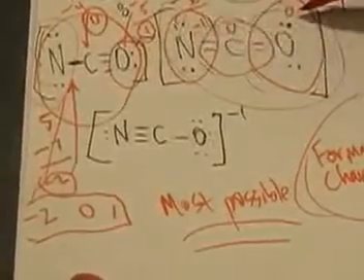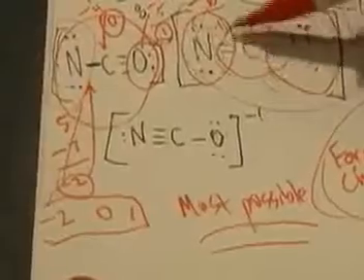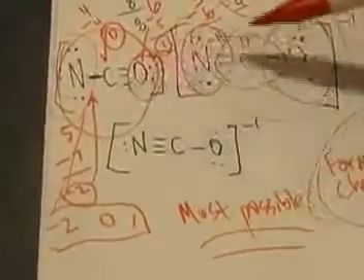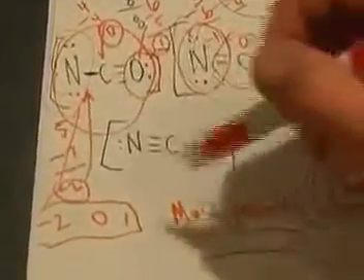At least more of them are zeros, right? It's probably more possible to have this structure than this one, because this one has 2 zeros and a negative 1. Let's look at this last one.